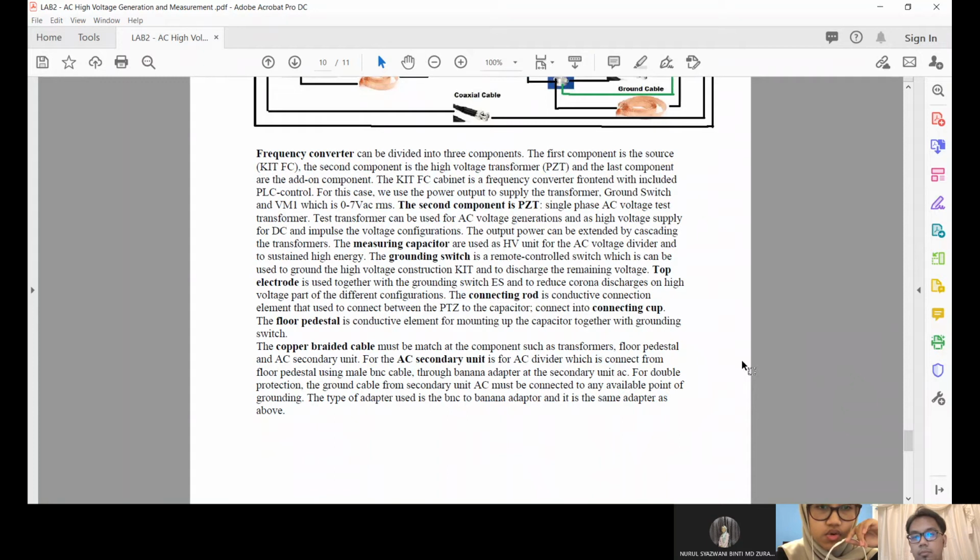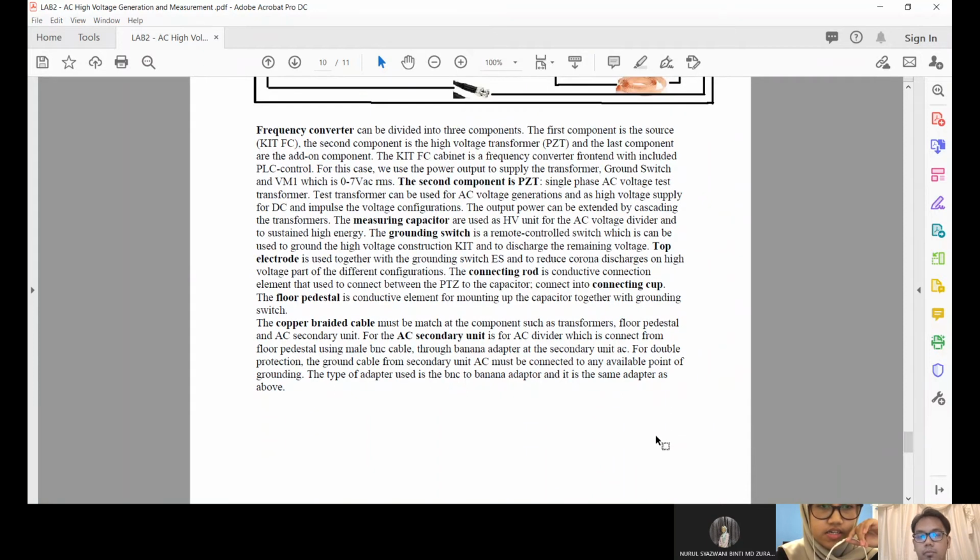The connecting rod is a conductive connection element that is used to connect the PZT to the capacitor by connecting into the connecting cup. The floor pedestal is a conductive element for mounting the capacitor together with the grounding switch. The copper braided cable must be meshed at components such as the transformer, floor pedestal, and AC secondary unit.